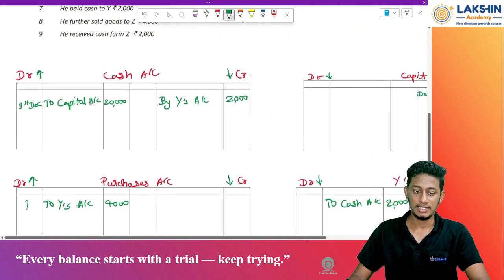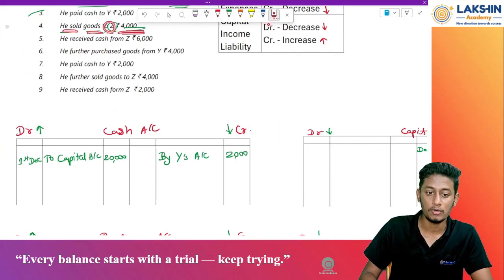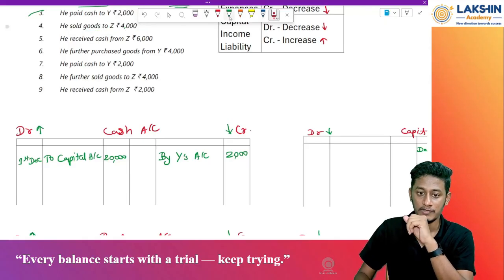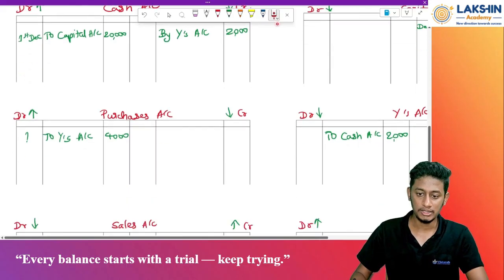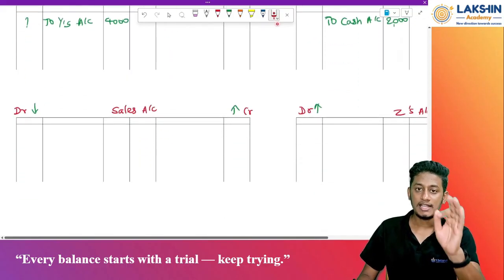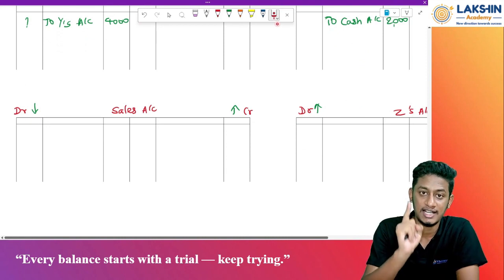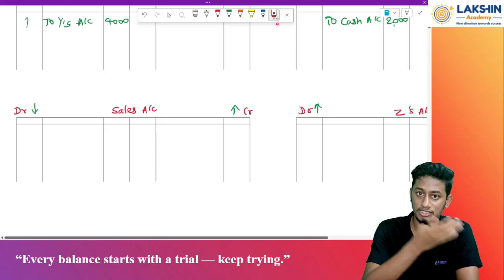Now, let us pass the entry. What was the transaction? That he has sold goods to Z for rupees 4,000 on a credit basis. Now, how to pass the entry? Coming to sales, has my sales increased or decreased? This is the first sale transaction I am doing today. It was 0 before. Now I have made some sales, so the sales balance is increasing.